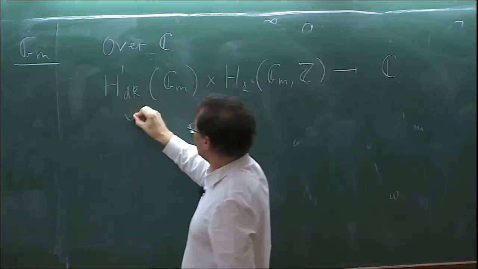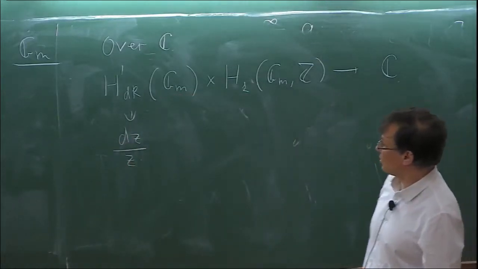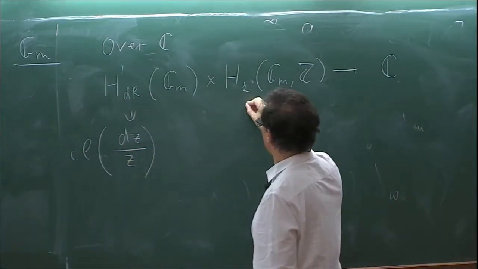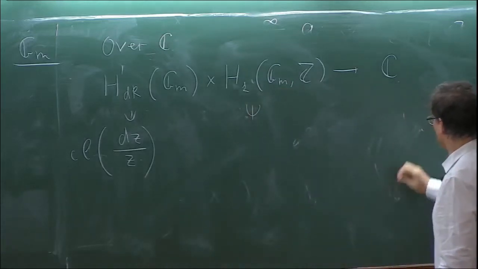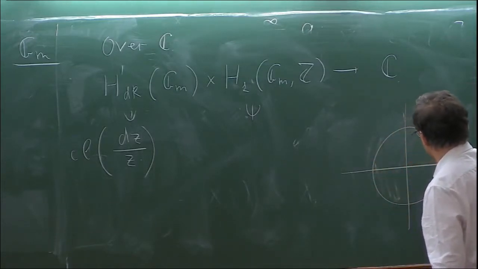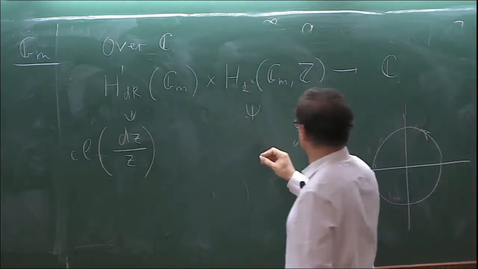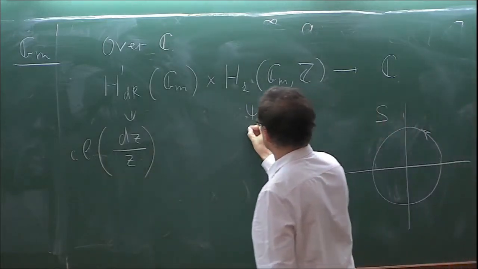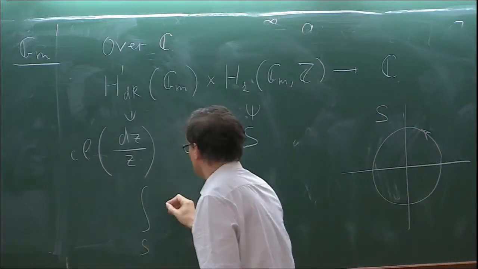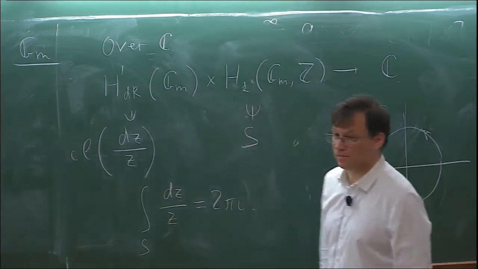Here we have a canonical generator of H^1 de Rham. We can take as a path the unit circle, say S, and you take the integral of the differential form, and this gives us 2 pi.